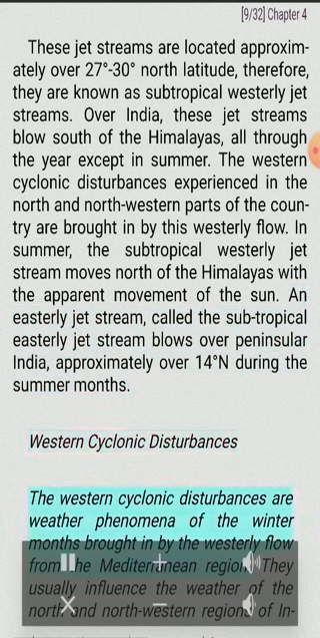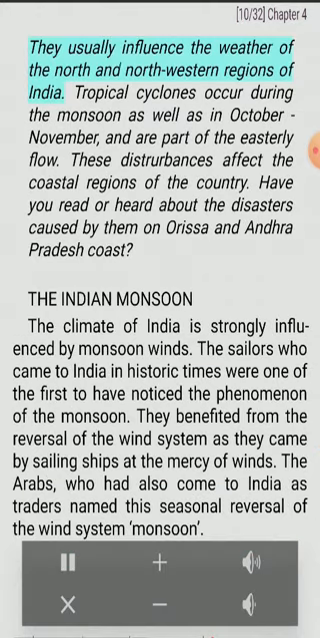Western cyclonic disturbances. The western cyclonic disturbances are weather phenomena of the winter months brought in by the westerly flow from the Mediterranean region. They usually influence the weather of the north and northwestern regions of India. Tropical cyclones occur as well, in October and November, and are part of the easterly flow. These disturbances affect the coastal regions of the country. Have you read or heard about the disasters caused by them on the Orissa and Andhra Pradesh coast?